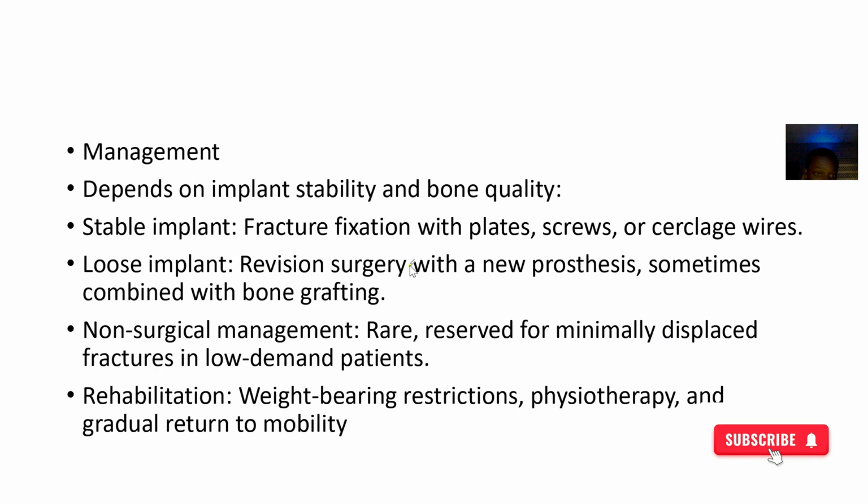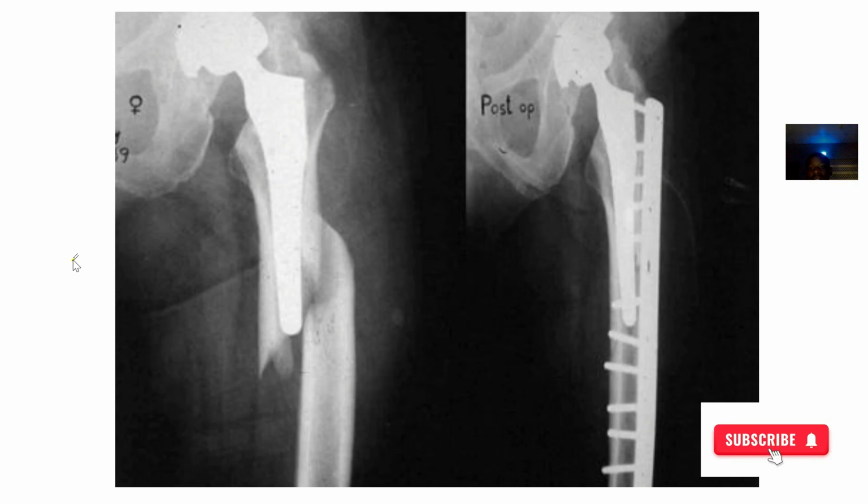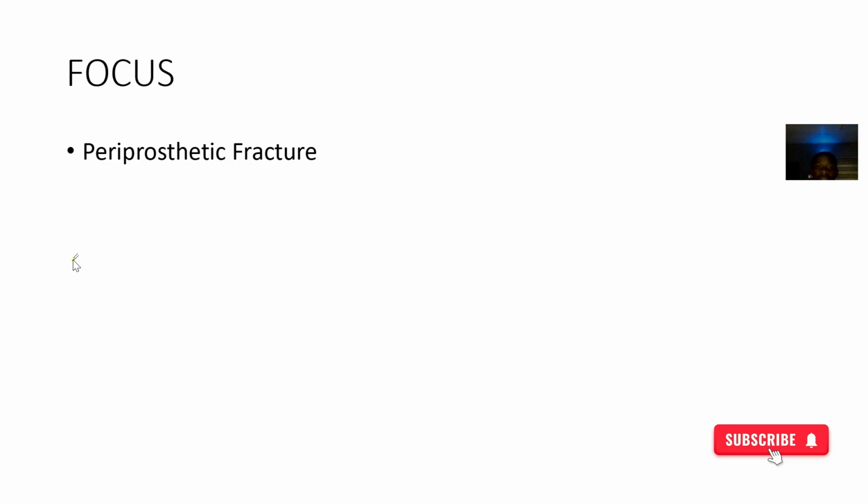So management just depends on how stable the implant is after fracture. Do you understand? So also stable implants, loose implants, that's what I actually tell you the range. So non-surgical management include minimally displaced ones, maybe they could just revisit the surgery. So this one too, the management depends on if it is stable or if it is still loose. So that's what we have for what a periprosthetic fracture is.